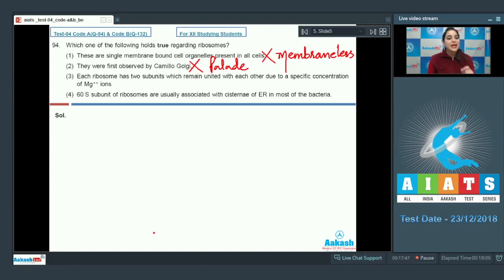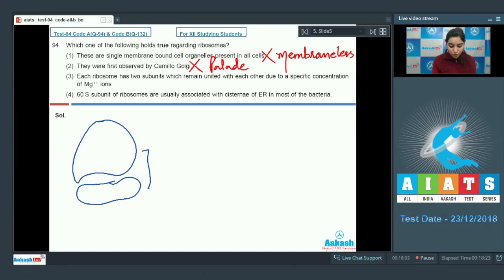Option 3. Each ribosome has got 2 subunits. I totally agree on that. A larger subunit and a smaller subunit, which remain united with each other due to a specific concentration of magnesium ions. Very right, students. We have learned that for the association of the dimer, the larger and the smaller subunit, we need an optimum, a specific concentration of magnesium ions.